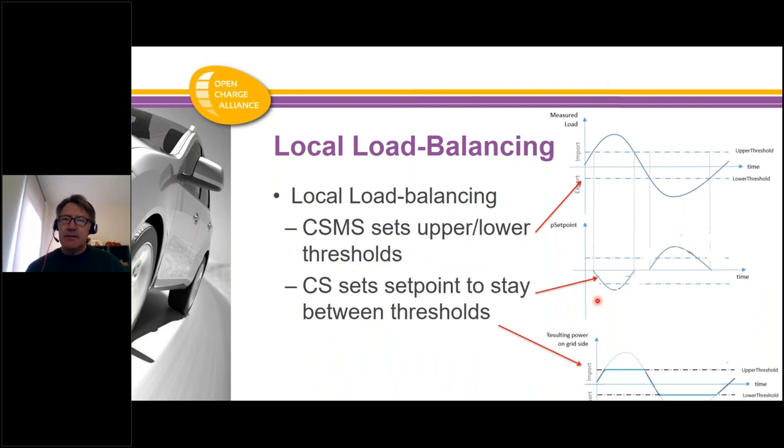Local load balancing deals with the situation where you use the EV to limit the amount of power that is drawn from a grid connection. In local load balancing, the CSMS sets an upper and a lower threshold. The charging station then makes sure that the set point compensates the measured load and stays within these thresholds, so the result is a usage that is exactly within these thresholds. Our speakers from BMW and Kostal will speak about this.